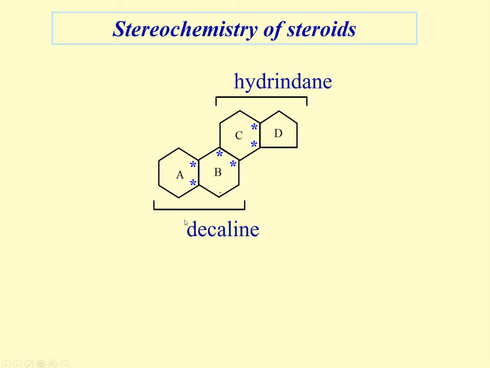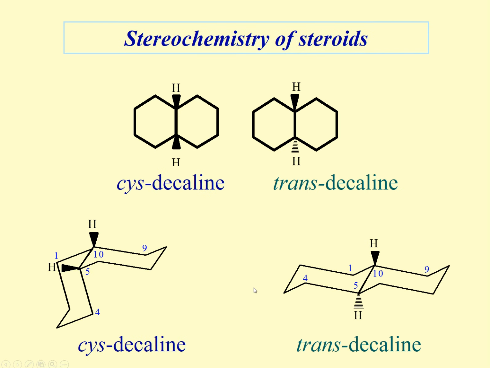We can see that the gonane skeleton, when saturated, contains 1, 2, 3, 4, 5, 6 chiral centers. This is the maximum number of chiral centers, so we can find a lot of stereoisomers. For sure, when we see some double bonds attached to chiral centers, we will lose some of the stereoisomers.